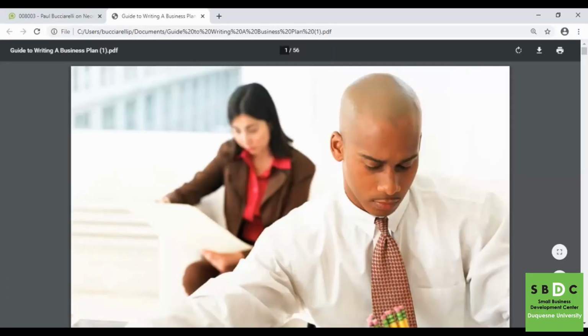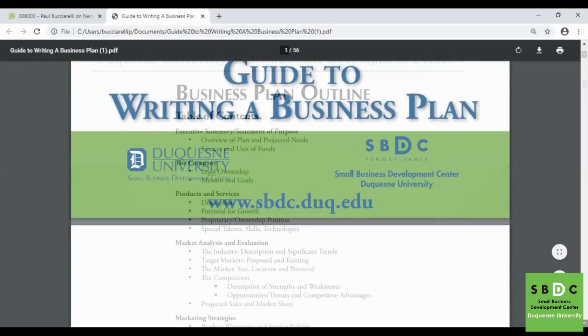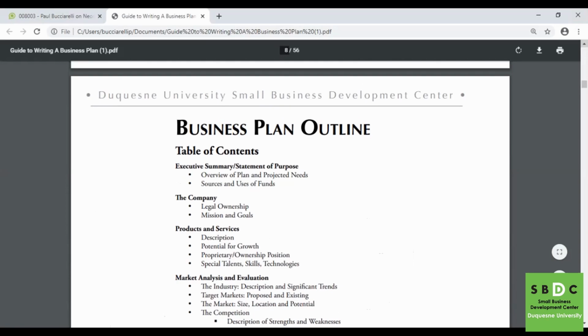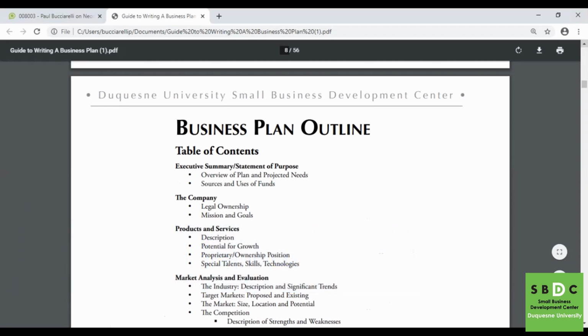Alright, so what we are looking at now are screenshots of Duquesne's Guide to Writing a Business Plan. And we're going to focus in on key areas of the business guide. We're going to start with the business plan outline. And what I would tell you, as you look at this page, is the bolded areas are the key sections, and we'll go into some detail on each of those.